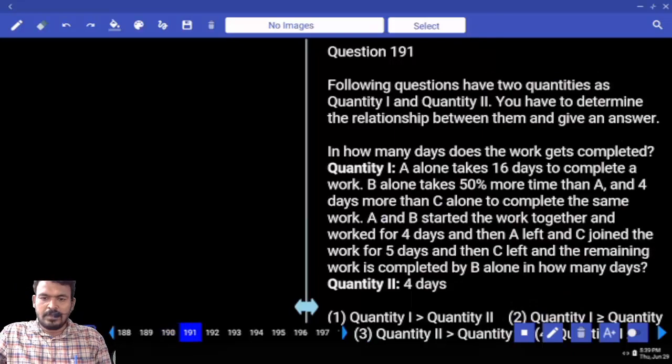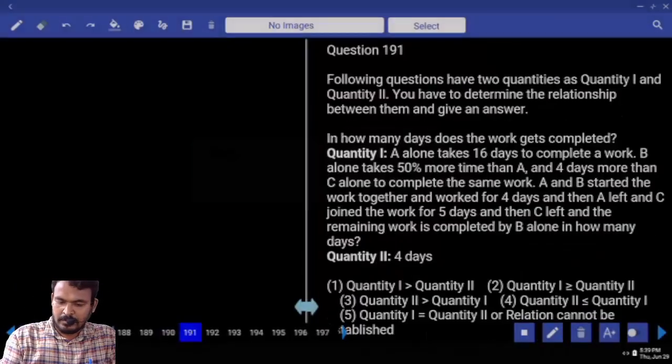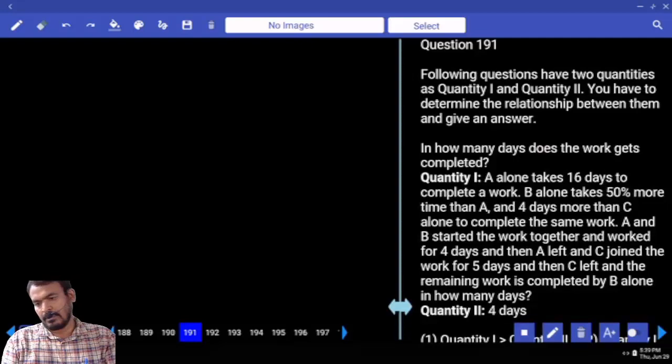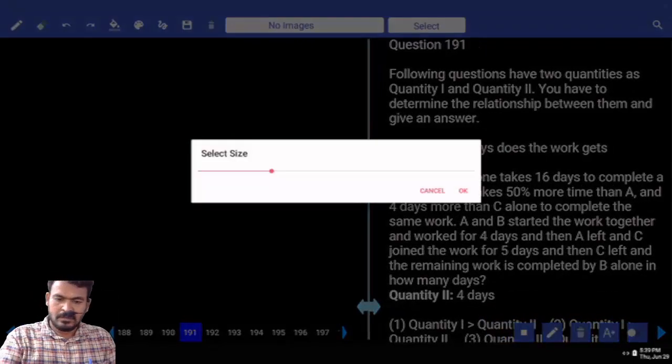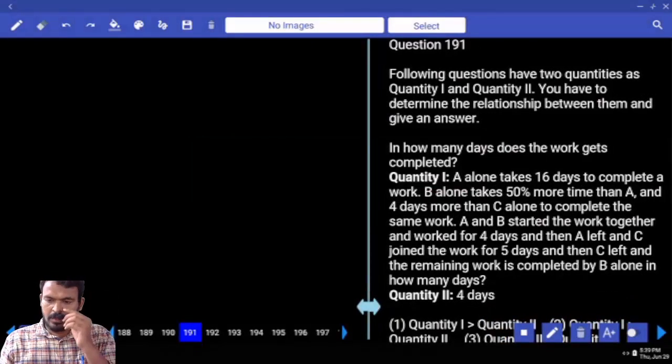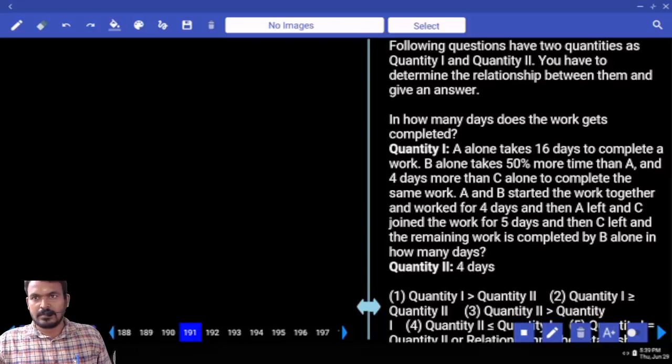Question number 191. In how many days does the work get completed? Comparison of quantities. What is quantity one?